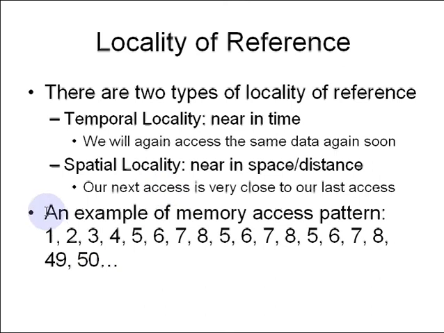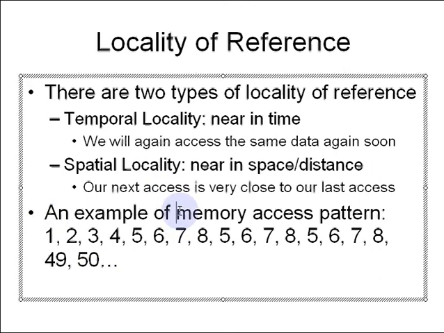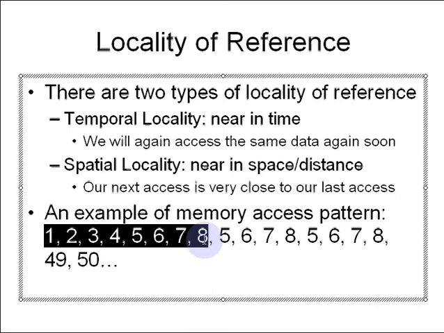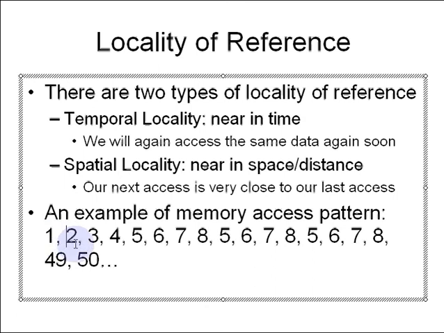Now let us look at this memory access pattern. Here we access memory address 1 followed by 2, 3 and so on. So this is an example of spatial locality of reference. Once I access address 1, then it's very highly likely that I will be accessing 2, 3 or 4 which are nearby address 1, and that happens because we execute programs in a sequential fashion.